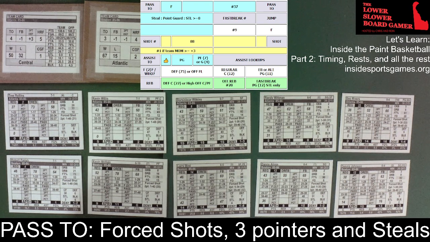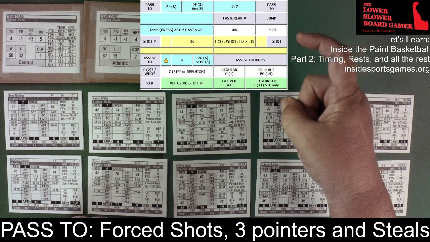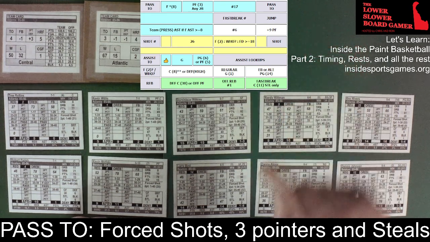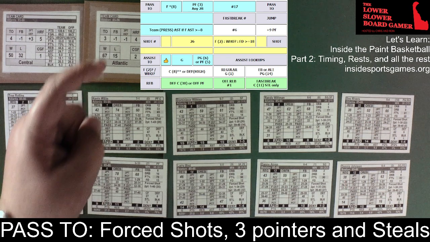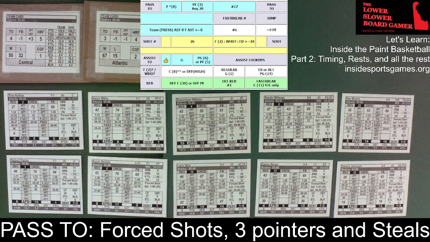And then we're going to flip the card, and there's a possible foul right up here. If foul draw is 18 or greater, no, foul draw is only 12. So that foul is not going to happen. However, your shot number is 26. Larry Bird from way downtown.